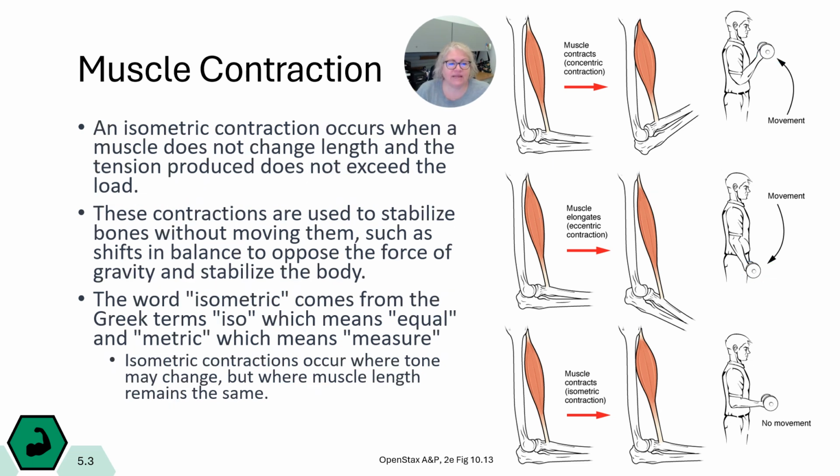An isometric contraction occurs when the muscle does not change length and the tension produced does not exceed the load. So with an isometric contraction, there's no movement. These contractions are used to stabilize bones without moving them, such as shifts in balance to oppose the force of gravity and stabilize the body. The word isometric comes from the Greek words iso, which means equal, and metric, which means measure.